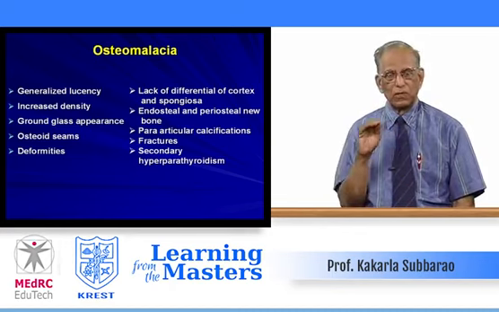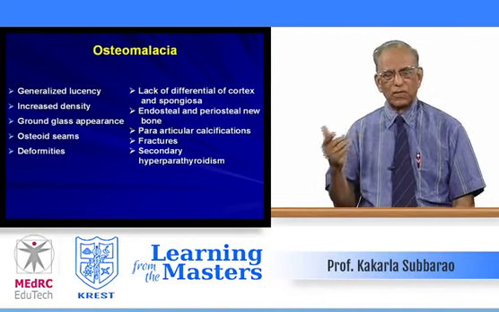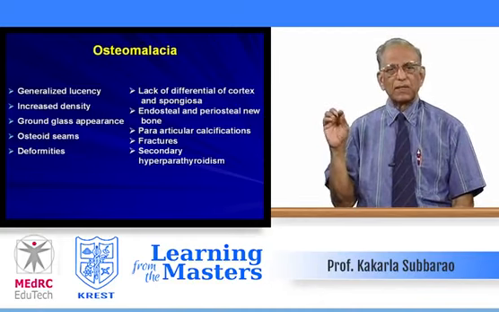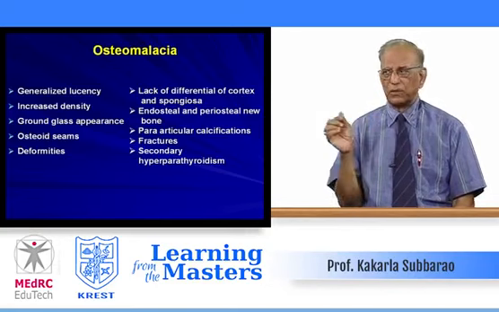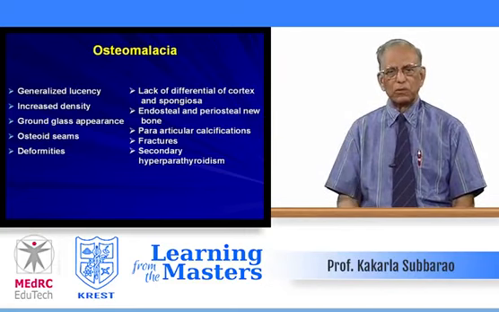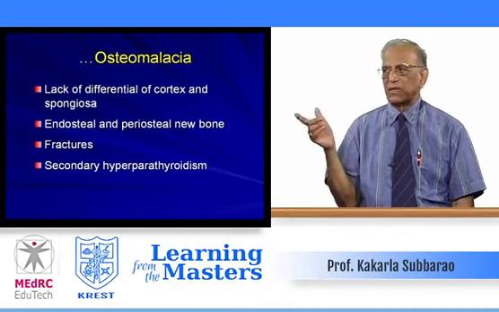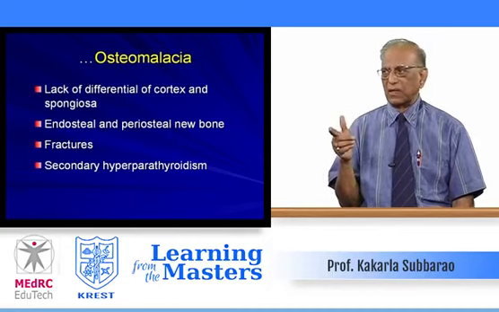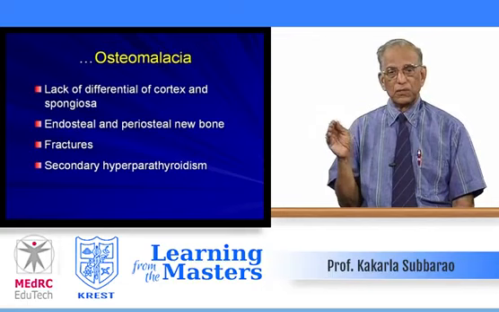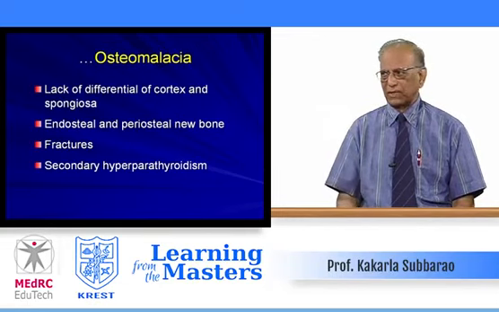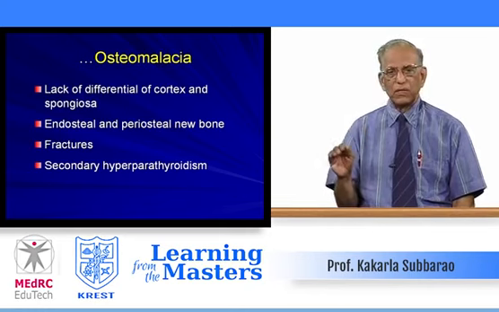Osteoid seams, so-called Looser zones or stress fractures, where even a pulsatile artery can produce a Looser zone. Then, of course, naturally the bones are malacic, soft, that's why deformities, particularly in the pelvis and other bones, can occur. And lack of differentiation of cortex and spongiosa, as I said already. Endosteal and periosteal new bone, occasionally you will see, is probably due to stress. Paraarticular calcifications, fractures, and eventually osteomalacia leads to secondary hyperparathyroidism.